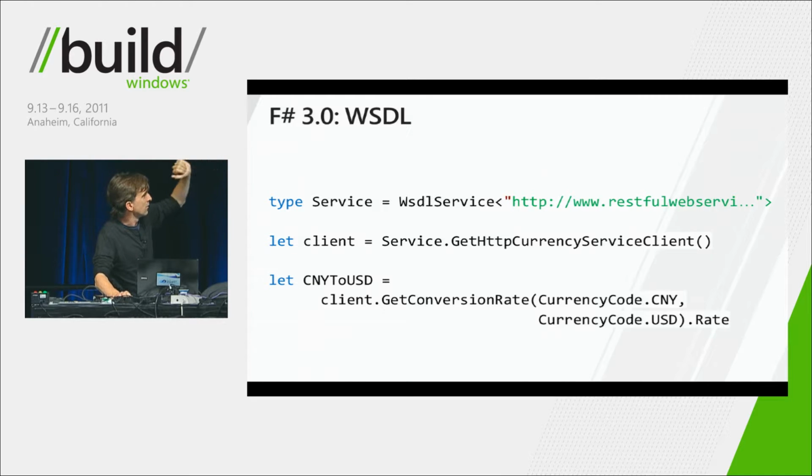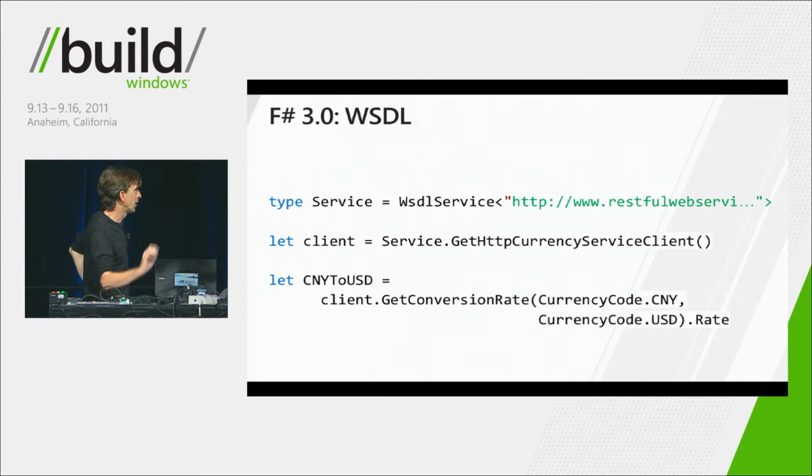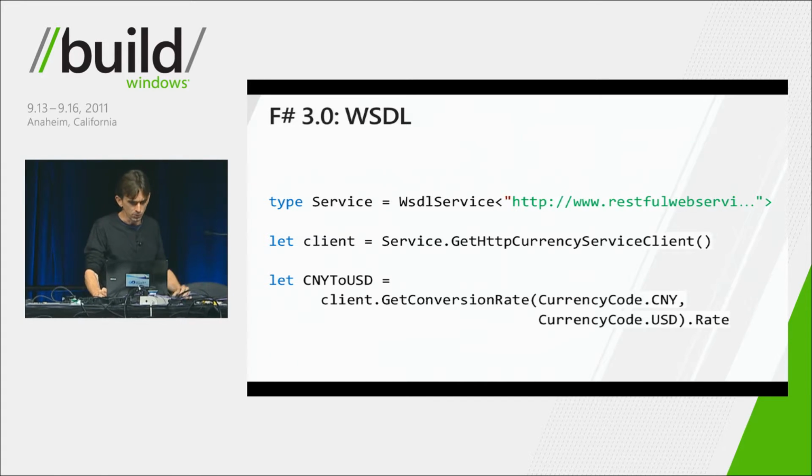And this is a currency conversion service, which allows us, once we have the client, to give two currency codes, such as the Chinese renminbi and the US dollar, and get the conversion rate between those two currencies. So, simple code for data access. It allows you a form of data access which has low tooling and you can use in a script-oriented kind of mode.